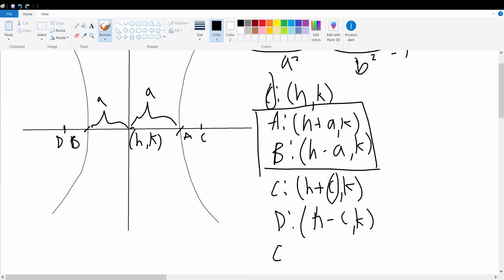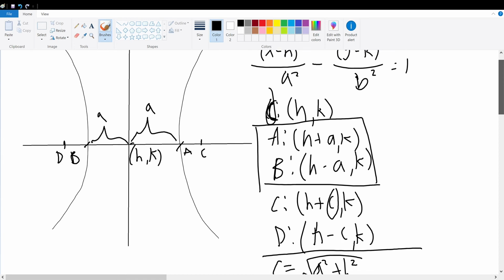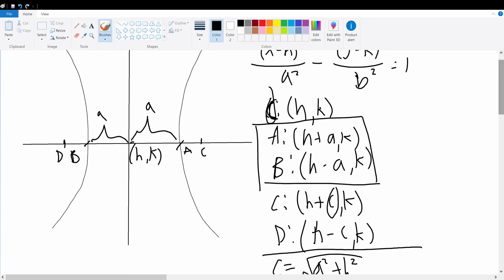So the focal distance for a hyperbola, represented by c, is the square root of a squared plus b squared, the same a squared and b squared underneath (x minus h) squared and (y minus k) squared. And there we have the focus points for a hyperbola.